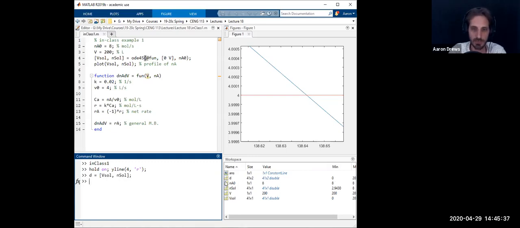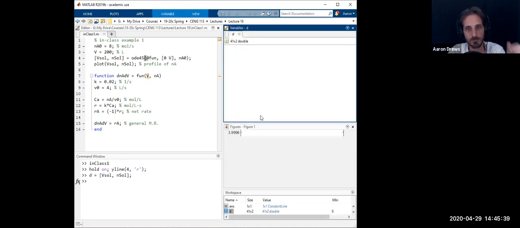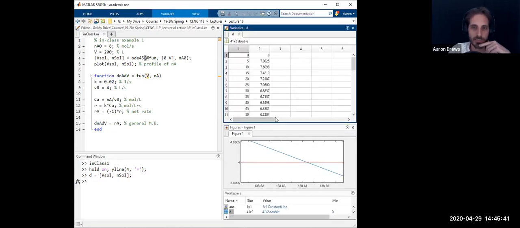So if I look at that list, this is my list of data, right? Remember from Monday's lecture, I get a column vector of V and a column vector of N sub A. The very first element will always be the initial volume, which was 0, and the inlet molar flow rate of A, which is 8. And you can see here that it's just kind of dropping down, right?